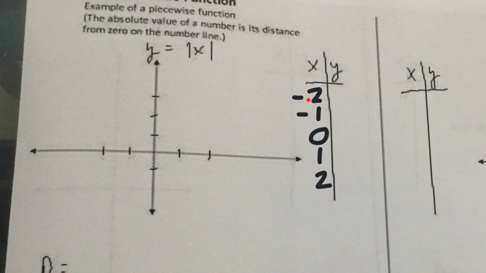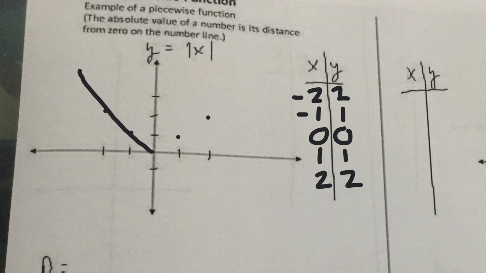If I plug in -2, the absolute value of -2 is +2. So when I plug in a -2, the y value is +2. When I plug in -1, the absolute value of -1 is +1. The absolute value of 0 is 0. Absolute value of 1 is 1. Absolute value of 2 is 2. Okay, so now I'm going to graph these points. -2, 2, -1, 1, 0, 0, 1, 1, 2, 2.